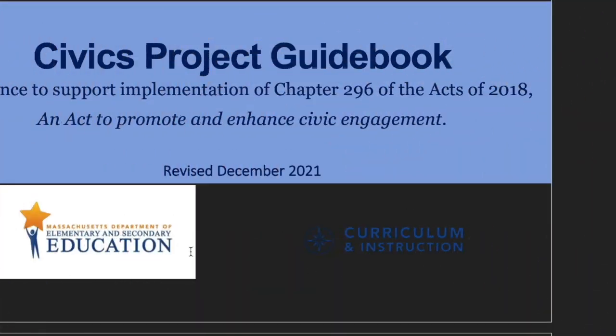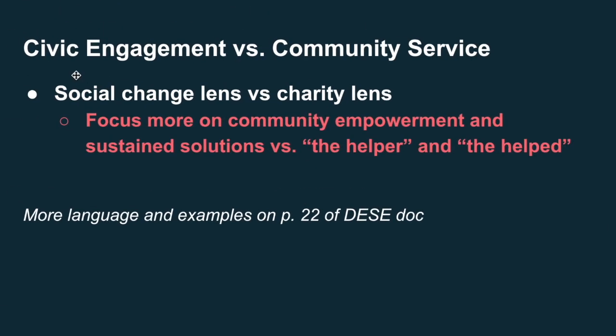So you don't have to read the document, just so you know, this is the Civics Project Guidebook. It is revised as of December 2021, and it is on the DESE website. First thing I want to talk about is civic engagement versus community service. This is not a community service project. It is very specific about having a social change lens, not a charity lens. There's a ton of language and examples on page 22 of the DESE doc, so feel free to dive in deeper. But the big aha for me was we are focusing more on community empowerment and sustained solutions.